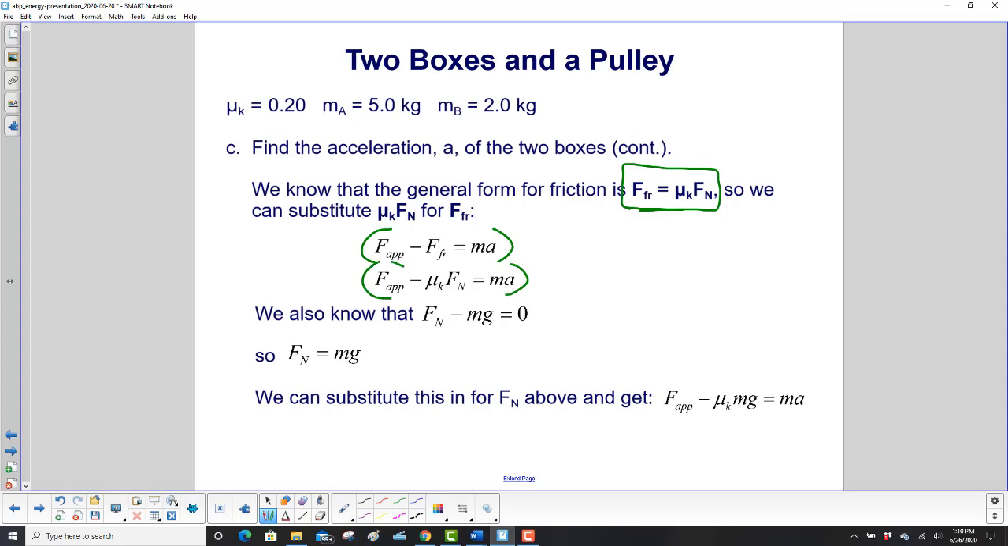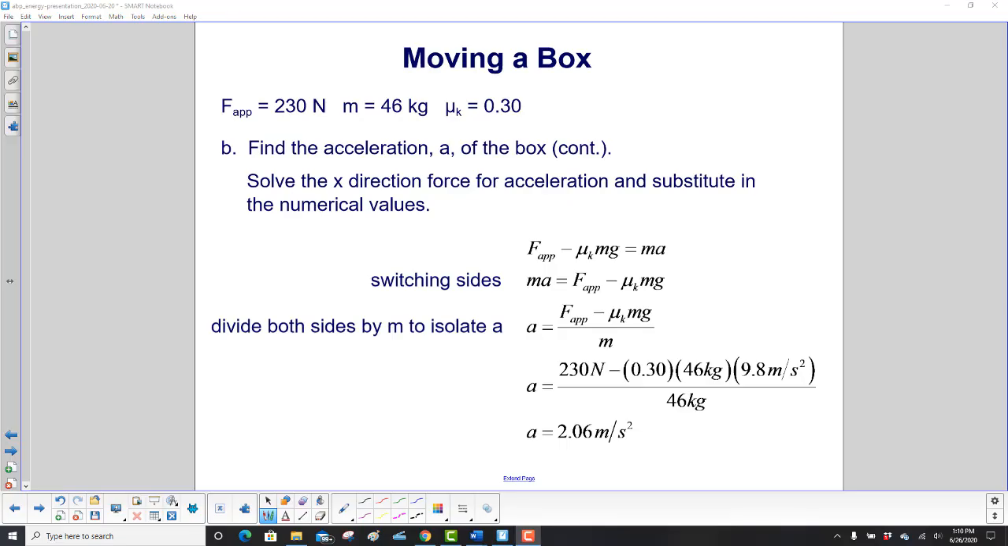So here's what we got for the free body diagram, and then we replace the force of friction with mu k normal force. We also know that the normal force minus mg is equal to 0, so the normal force is just mg. We then substitute that in for the normal force, and we wind up with the applied force minus the coefficient of friction times mg is equal to ma. Now we can solve our x direction force for acceleration and substitute in the numerical values.